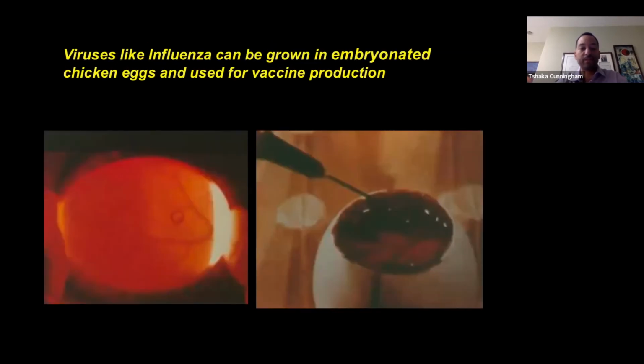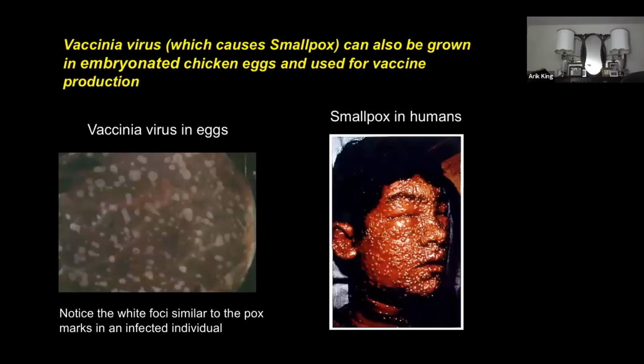And this is literally what it looks like. You take an egg, you cut off the top of it, you inject some virus, and then you put the top back on, and you keep it in a warm environment, just like a chicken egg. And that's how they actually grow the flu vaccine.